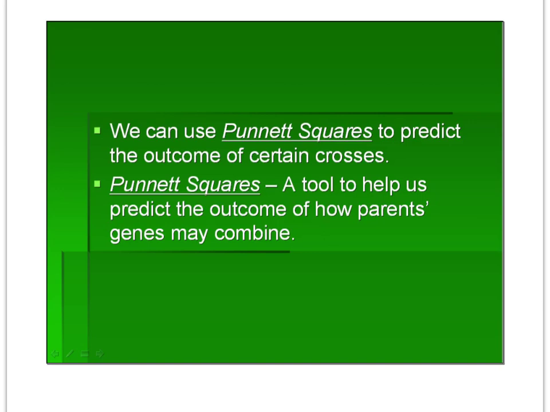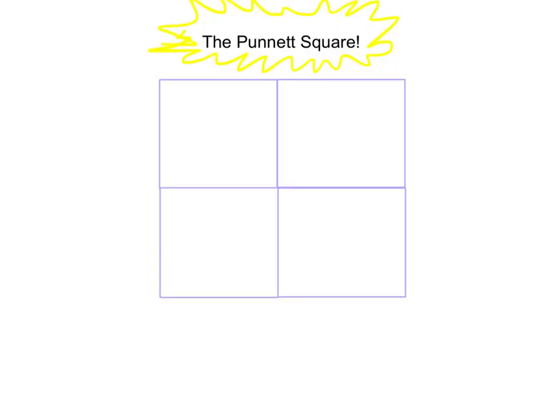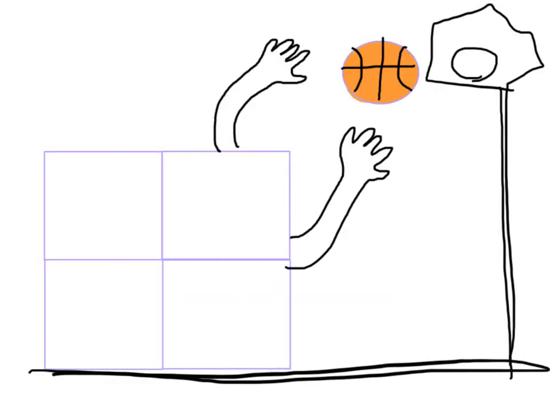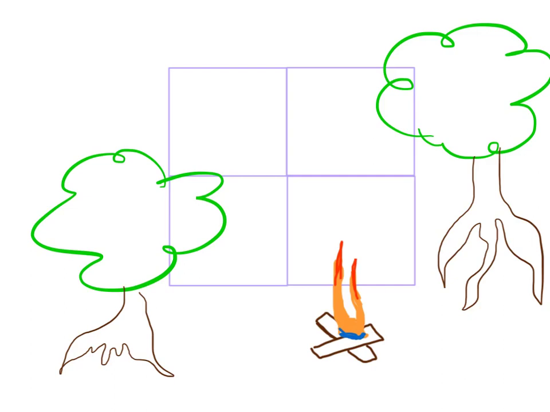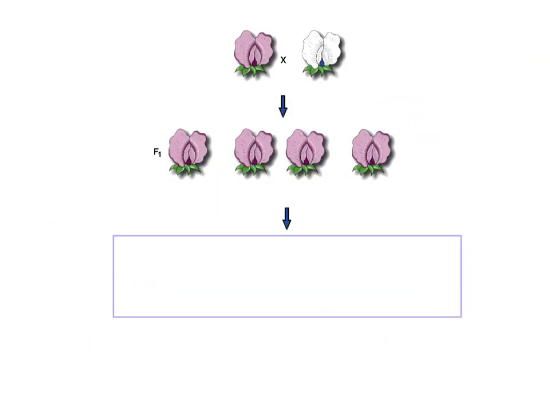So a really great tool that we can use to predict the outcome of certain crosses is the Punnett square. The Punnett square is a great tool where we take the genotypes of the parents and we combine them and we can see what types of offspring we will get. It's beautiful, right? Here's a Punnett square playing basketball. This Punnett square just got caught in a thunderstorm. Here's a Punnett square having a joyous campfire in the woods.